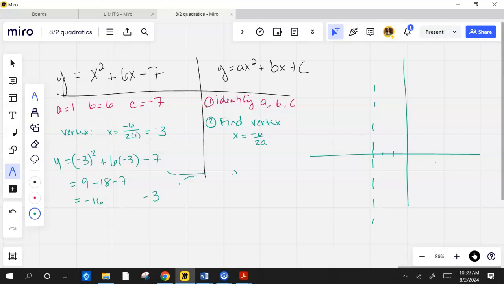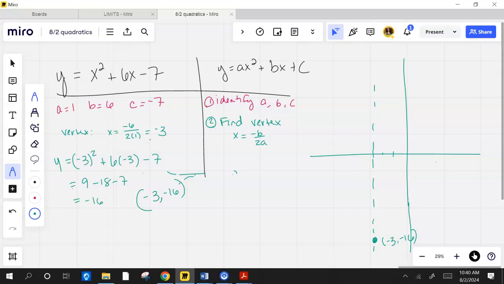And so -3, -16, that is my vertex. Now, it's kind of hard for me to graph all the way down. I'm not going to count down to 16. Yours you'll be able to count down on yours. I'm going to just put a point here, and I'm going to label it -3, -16. That's going to be my vertex.